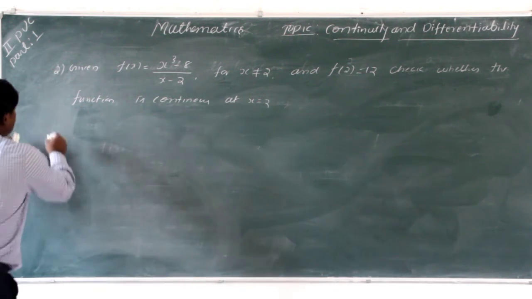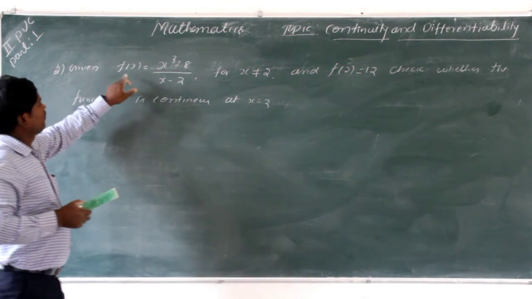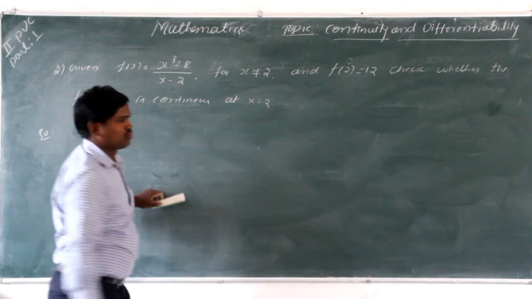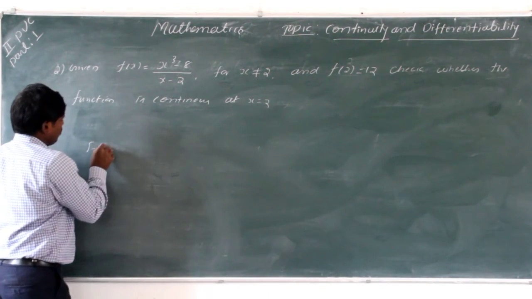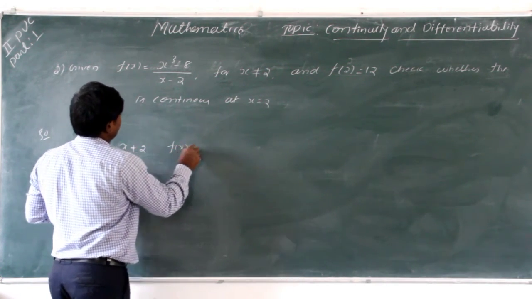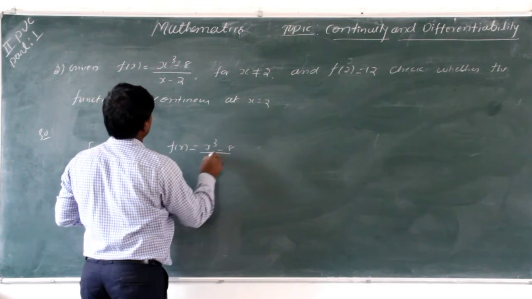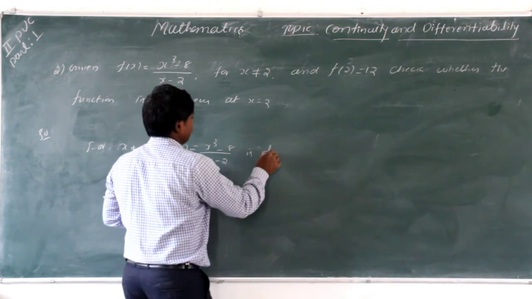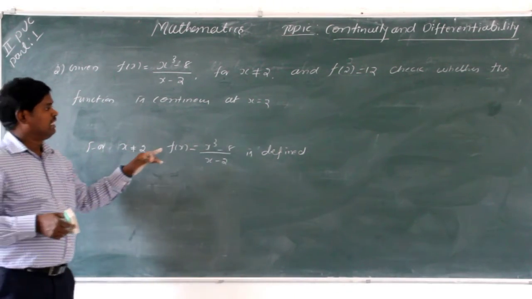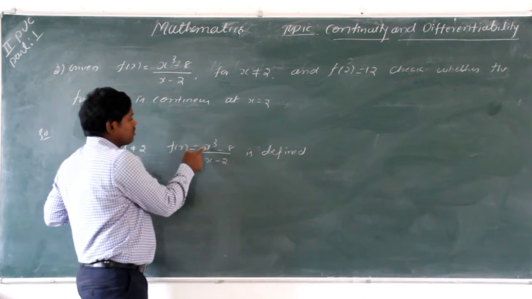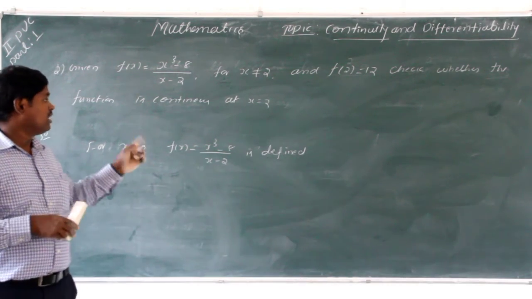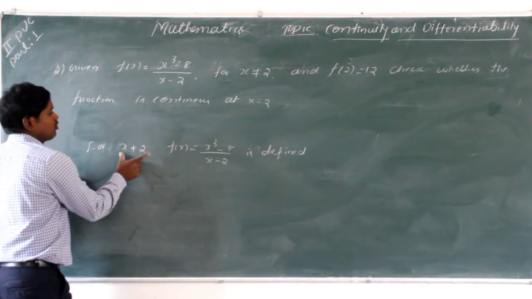Solution. In the given problem, f of x is equal to (x cube minus 8) divided by (x minus 2). By data itself, x is not equal to 2. So for x not equal to 2, f of x is defined. If you put x equal to 2, then it is not defined, because 2 cube minus 8 over 2 minus 2 gives 0 by 0. That means it is not defined at x equal to 2.